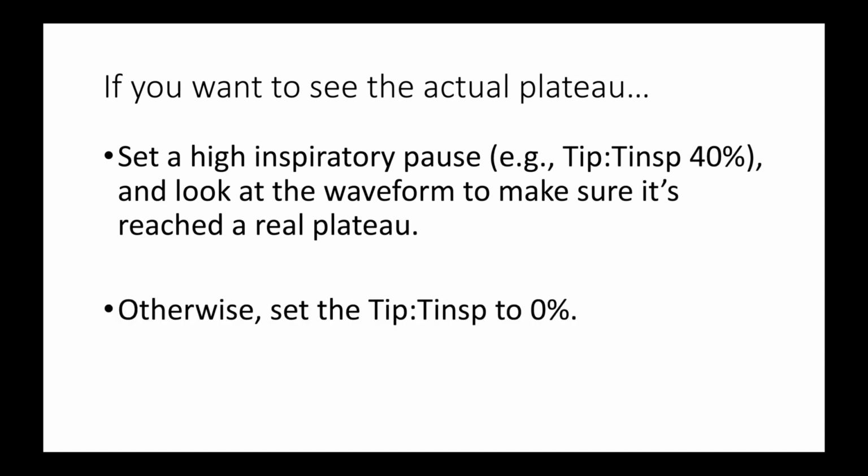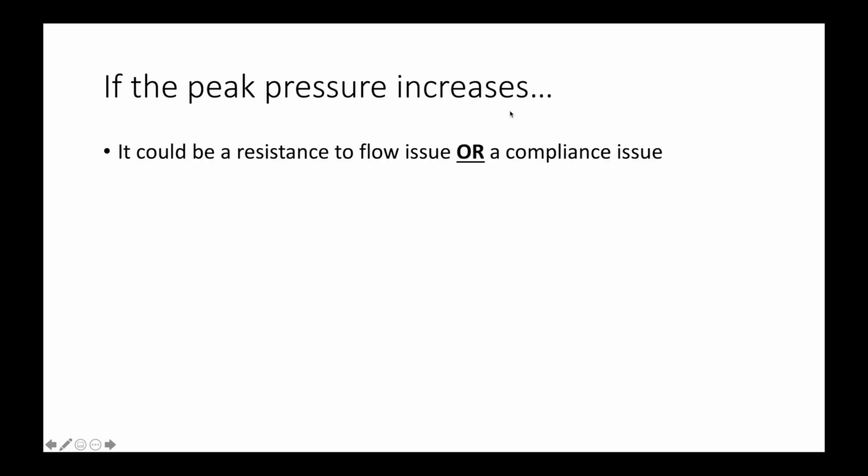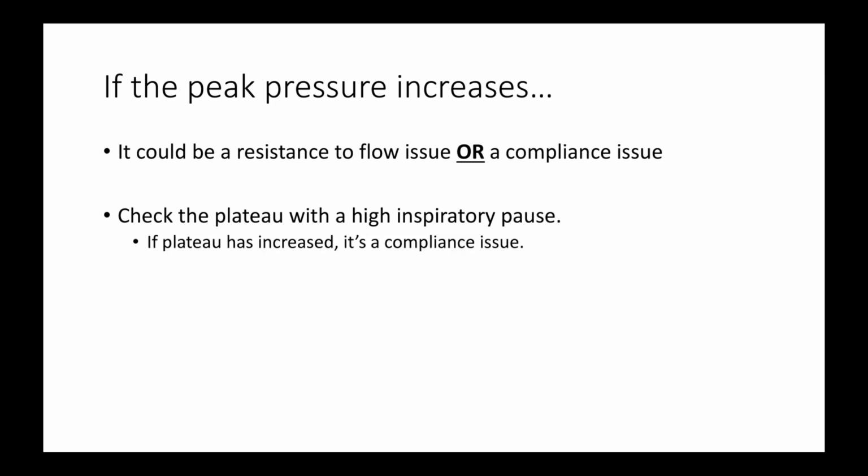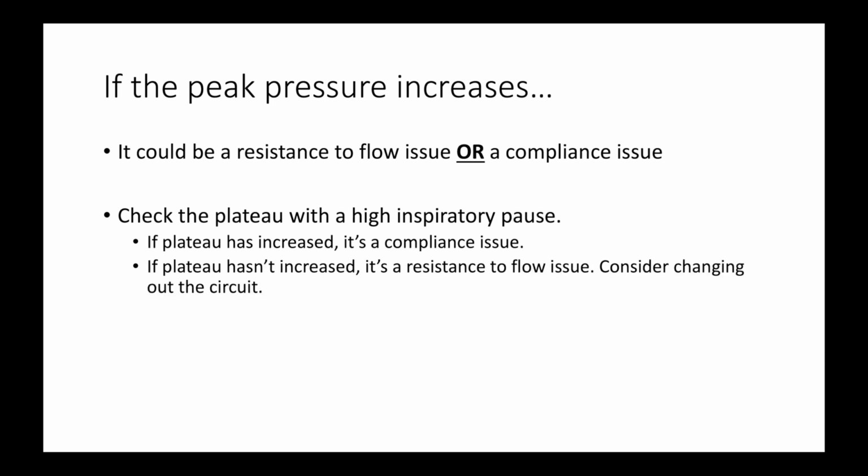Otherwise, set the inspiratory pause to 0%. Anything above that is just going to make you at risk for being misled about a compliance issue when it's really a resistance issue. So how can you be cued into this? Well, look at the peak pressures. If the peak pressures increase, it's either a resistance to flow issue or a compliance issue. So if they increase substantially over time, check the plateau with a high inspiratory pause. If the plateau has increased, then it's probably a compliance issue. If the plateau pressure has not increased, then it's probably a resistance to flow issue.